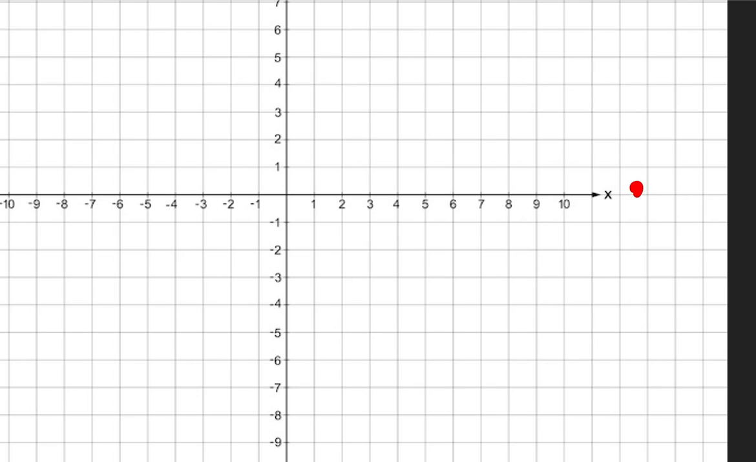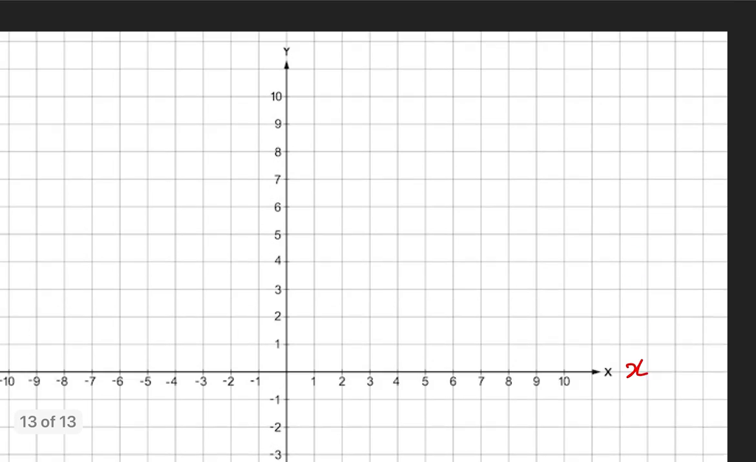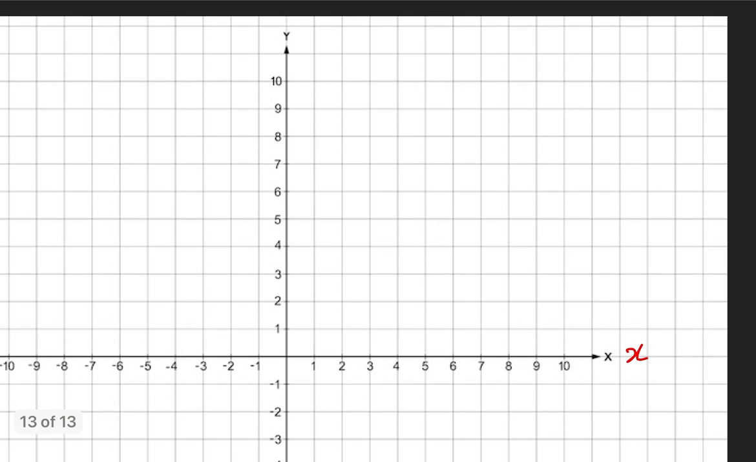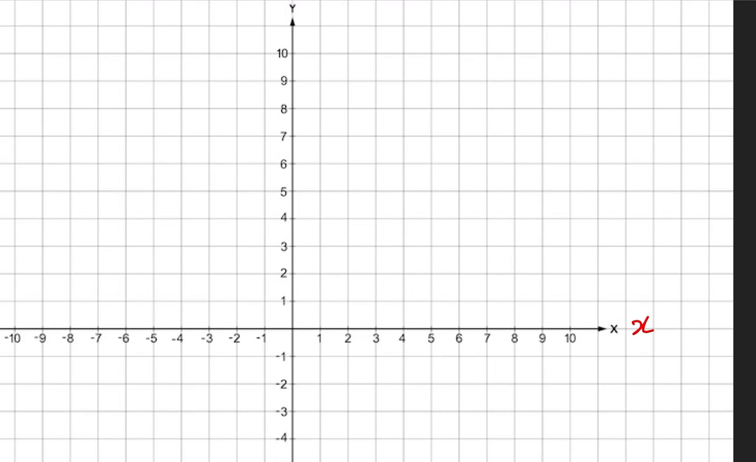So, this is our x, and this is our y. For 2, 10, this is 2 and this is 10. So, let's reach up all the way here. And this gives us 2, 10.